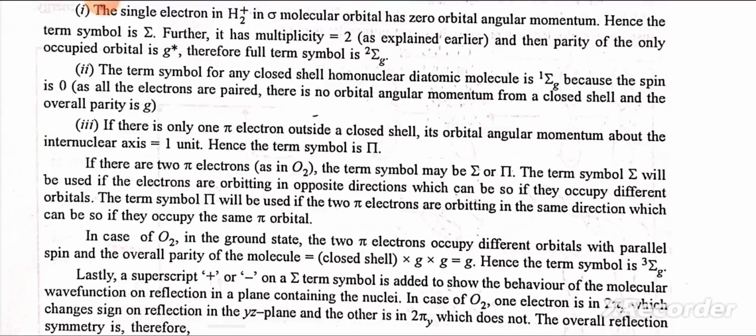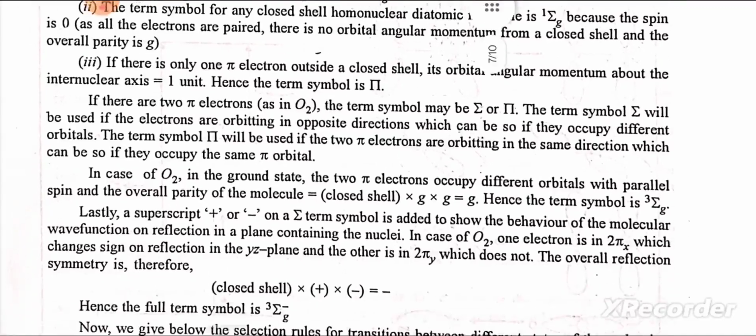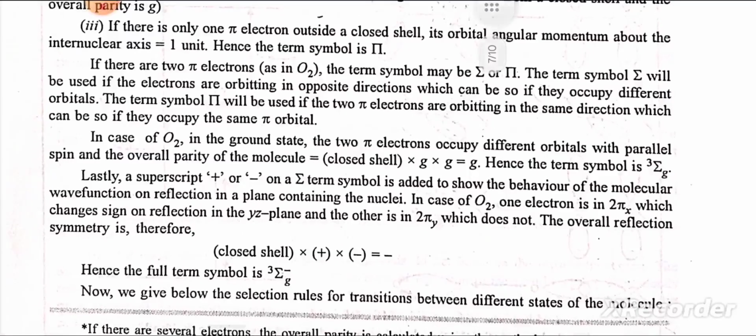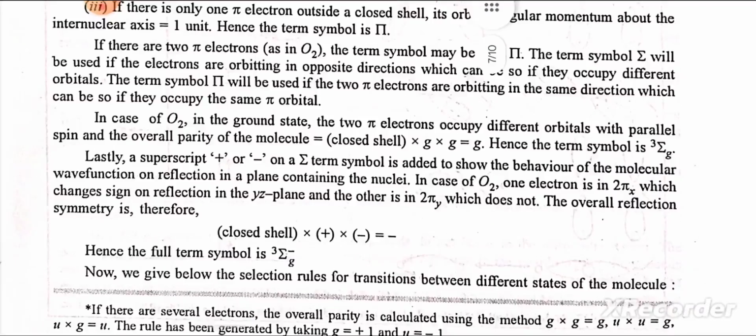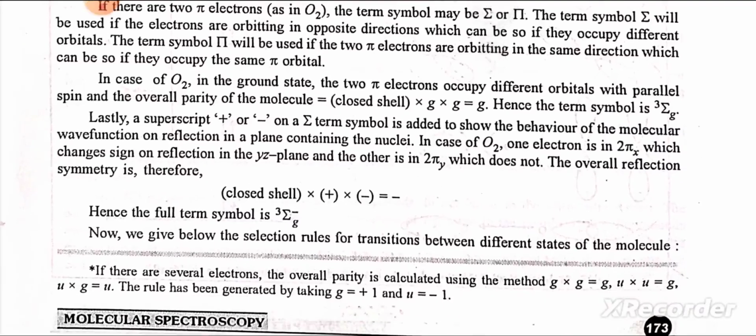is 3 sigma g. Lastly, a subscript plus or minus on a sigma term symbol is added to show the behavior of the molecular wave functions on reflection in a plane containing the nuclei. In case of O2, one electron is in 2 pi x, which changes sign on reflection in the yz plane, and the other is in 2 pi y, which does not. The overall reflection symmetry is therefore closed shell into plus into minus is equal to minus. Hence the full term symbol is 3 sigma g minus.